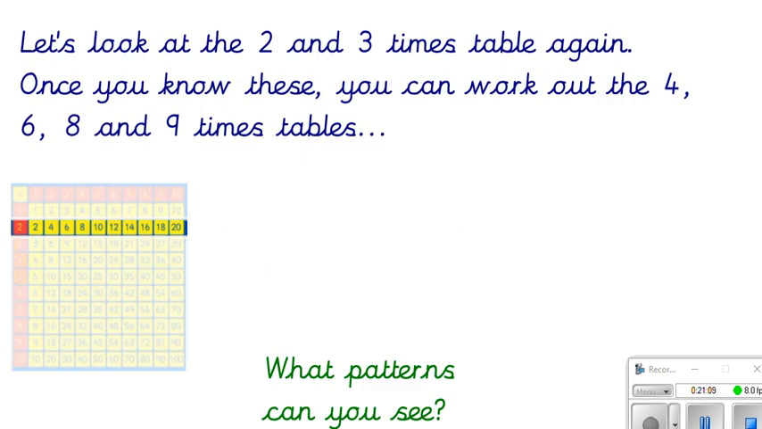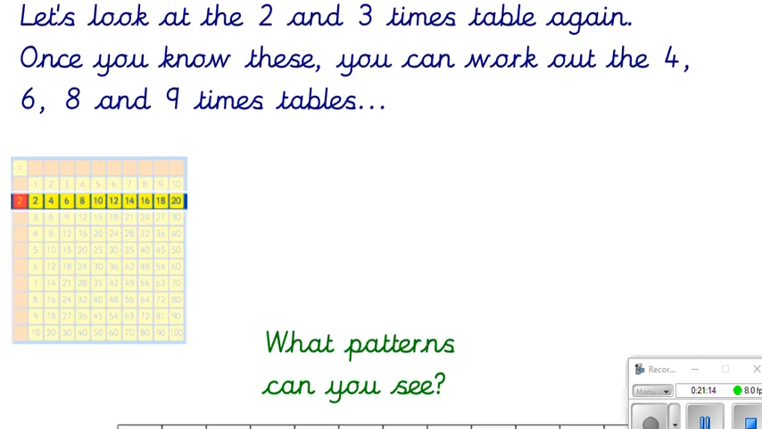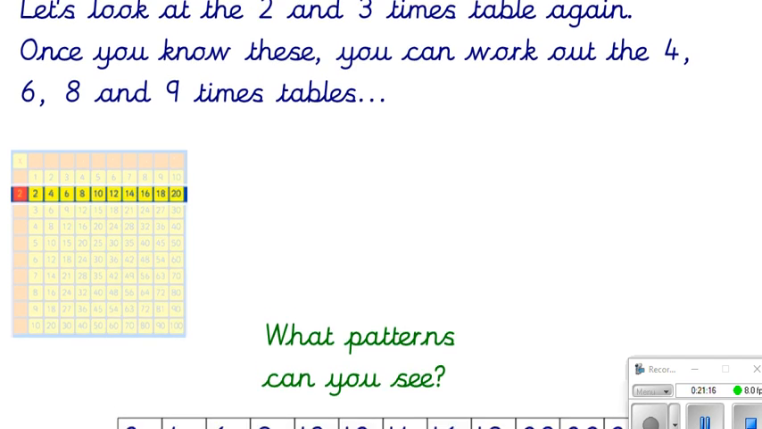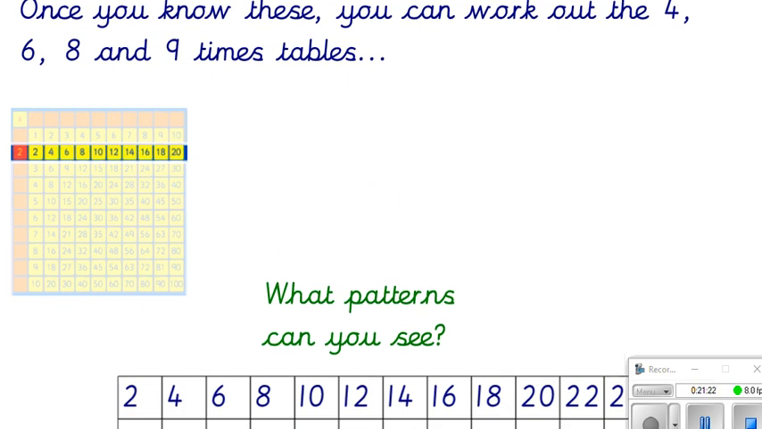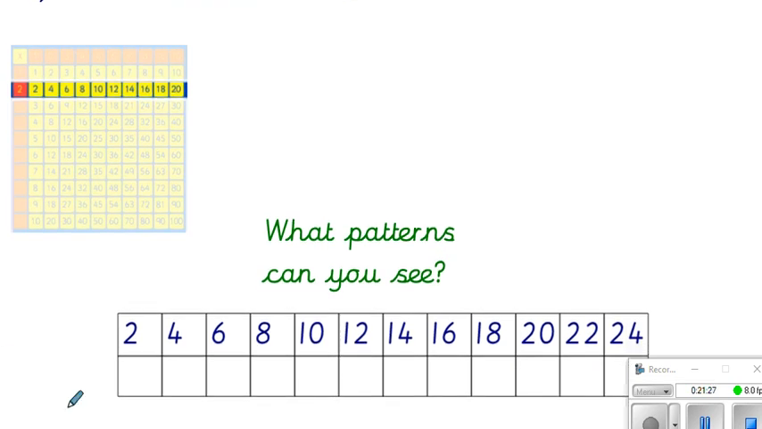Let's have a look at the 2 times table to start with. Once you know the 2 and 3 times table, you can work out the 4, 6 and 8 times and 9 times table as well. Have a look at the numbers in the 2 times table here. What patterns can you see?